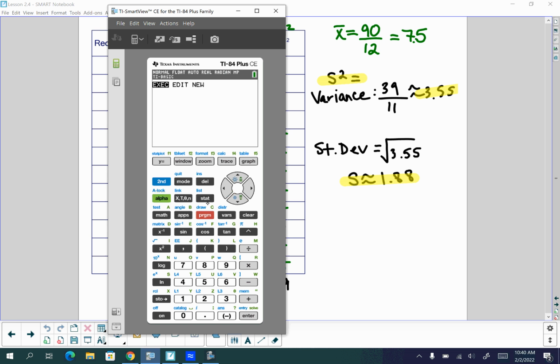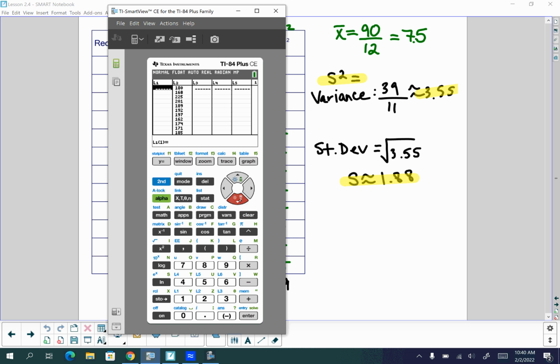So I want you to hit Stat. It's right next to our arrows. Hit Edit. And then you should see an L1 and an L2. Does everybody have an L1 and an L2 in their calculator? Okay. So clear out whatever's in L1. That's the only one we need right now. To clear out what's in it, you go up to the list name, hit clear, and go back down. And then L1 should be empty.